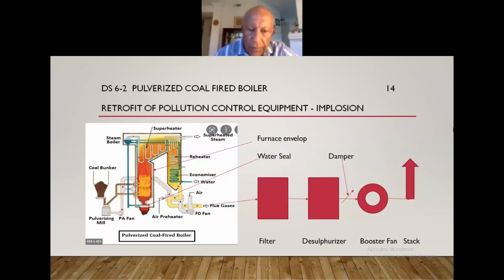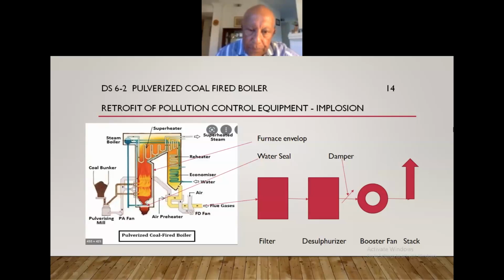This can consist of baghouse-type filters, an electrostatic precipitator. This is a desulfurizer. Desulfurizer means coal may contain sulfur, so the sulfur dioxide going into the atmosphere causes acid rain. So you inject a lime slurry into this thing to remove the sulfur dioxide and sulfuric and sulfurous acid. The problem is the forced draft cannot push all those gases through so much resistance newly introduced into the circuit.